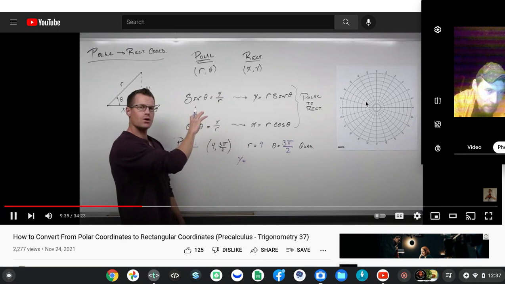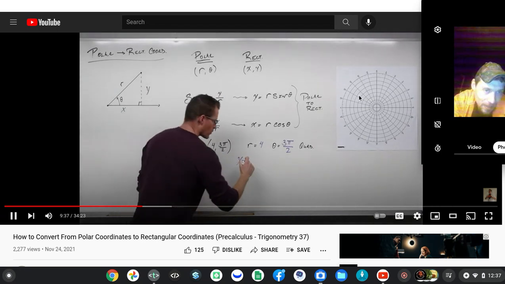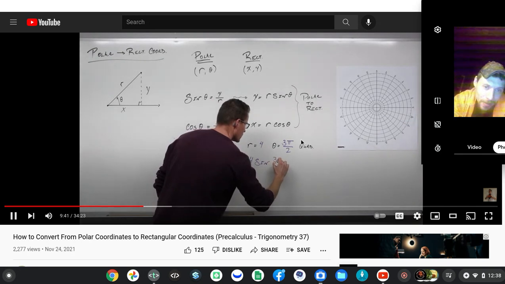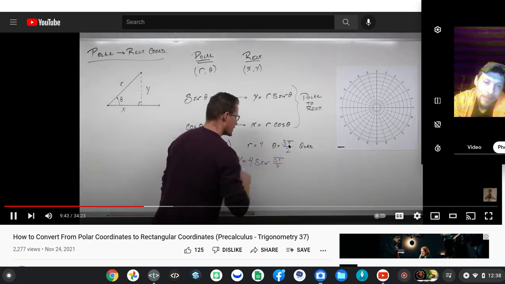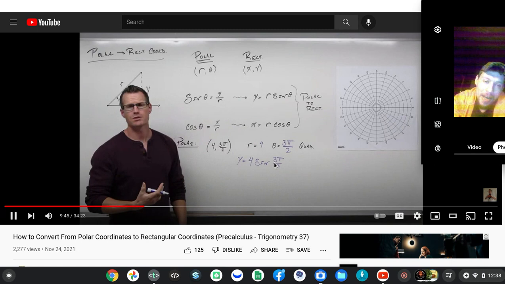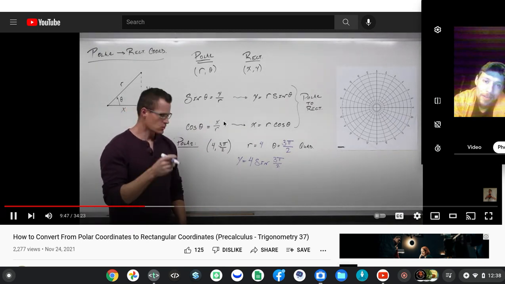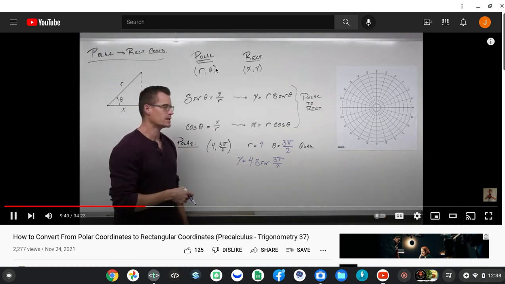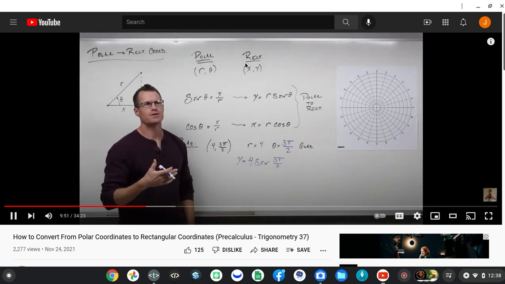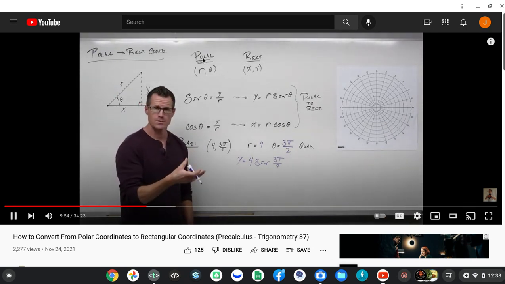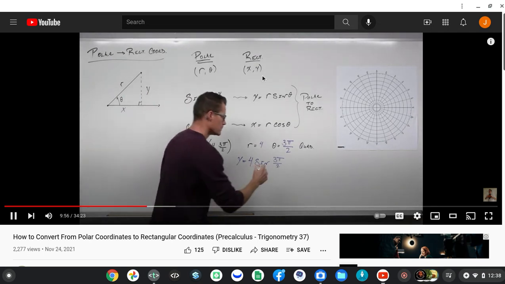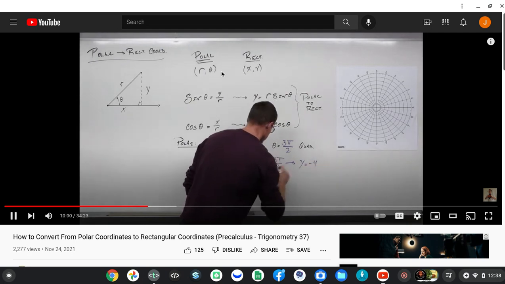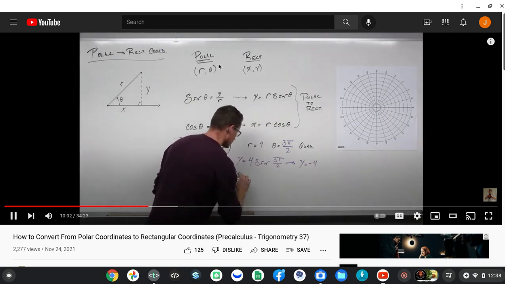Y equals r sine theta. So if r is 4 and our theta is 3 pi over 2, mathematically we're just going to say 4 times sine of 3 pi over 2. With 3 pi over 2, sine is negative 1. So 4 times negative 1 is negative 4.